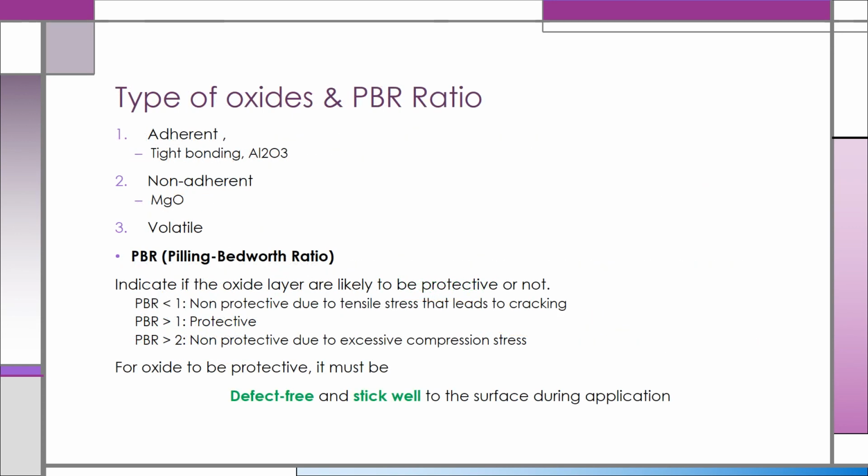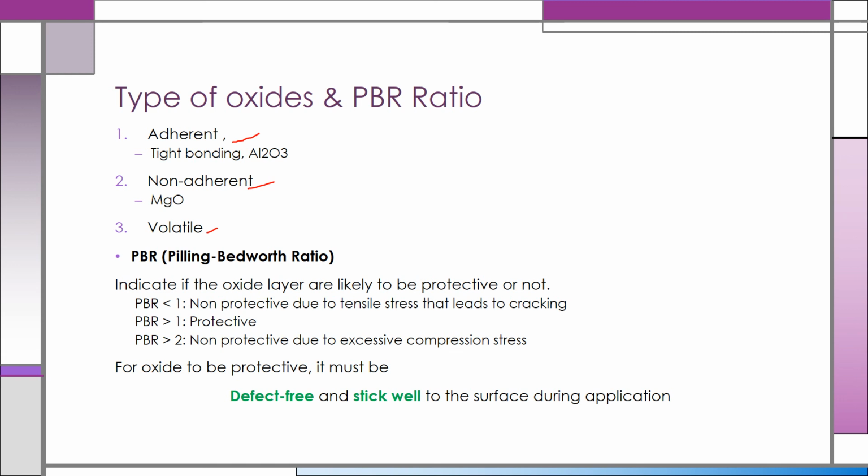So what are the types of oxide available? Okay, we can see adherent, non-adherent, and volatile. Adherent sticks well and has tight bonding between the oxide and the material, so this is a protective oxide. For non-adherent, as the name says, it does not stick well and allows diffusion through the oxide layer easily. Volatile, this kind of oxide is not protective and it actually evaporates when formed.